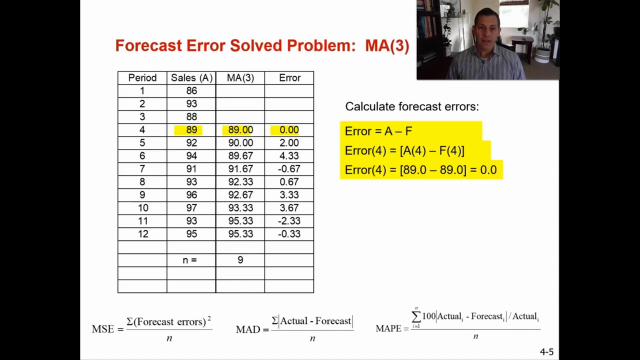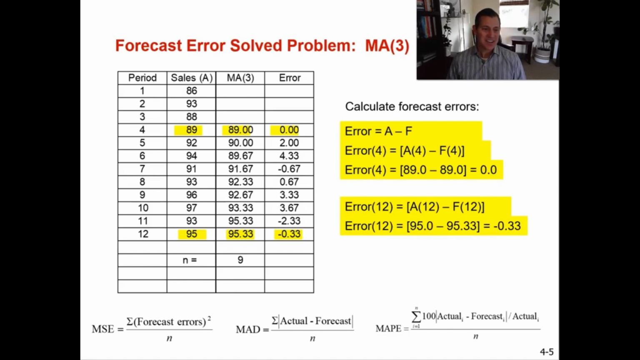Now let's go to period 5. So for period 5, our... I'll skip over period 5 and we'll go to period 12. So our forecast for period 12 was 90. Our sales was 95. Our moving average was 95.33, and so therefore our error was negative 0.33. So one thing to point out, that you can have a negative error.